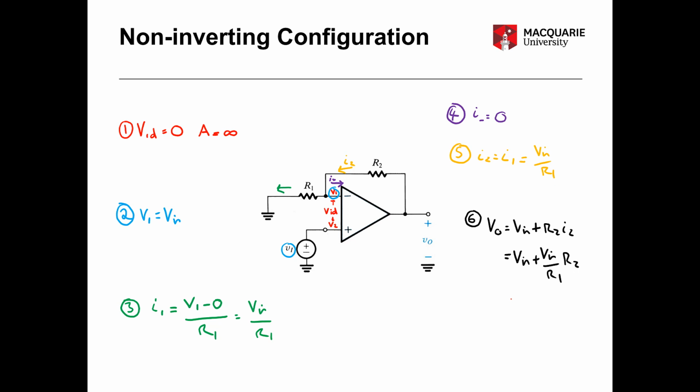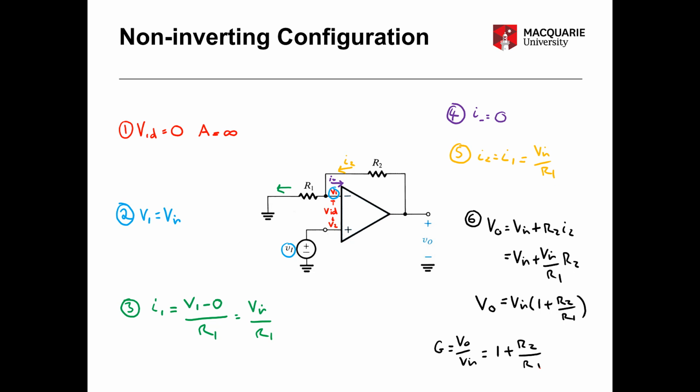And we can simplify that equation by putting the Vin outside the brackets, and we have Vin times 1 plus R2 over R1. So that's our transfer function, and as we know, our gain is equal to Vout over Vin, which therefore equals 1 plus R2 over R1. And that's the gain of the non-inverting amplifier configuration.